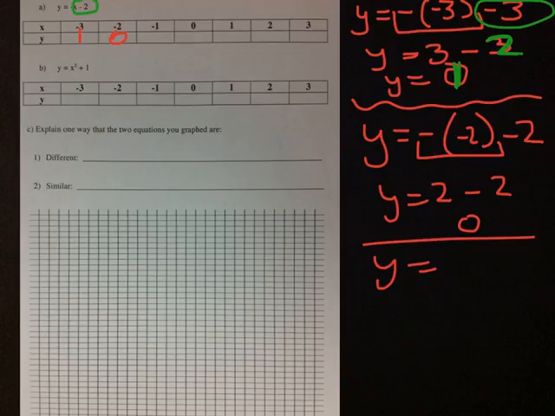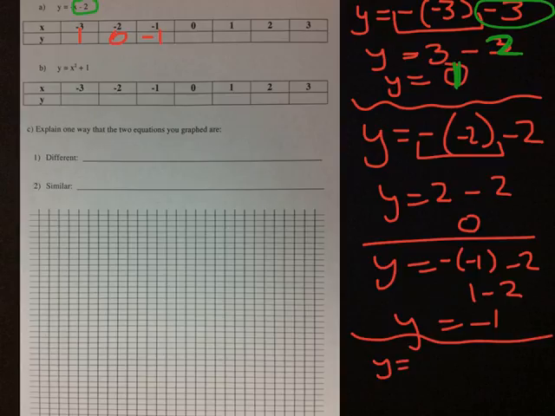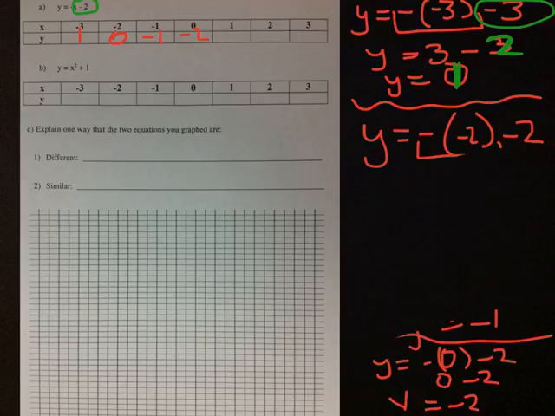When x is negative 1, it's going to be the opposite of negative 1, minus 2. So 1 minus 2 is negative 1. When x is negative 1, the y is also negative 1. Now, the opposite of 0 is just 0. There is no opposite of 0, really. So that's just 0 minus 2, which is negative 2. So when x is 0, the y is negative 2. I'm going to erase a bunch of this so that I have more room to write, and then move on.